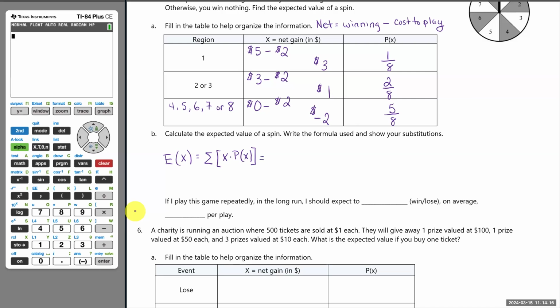All right, and I'm going to write the pairs in parentheses so we can see them. I'm not going to write the units now. We'll take our $3 net. That happens 1 out of 8 times, plus my $1 net. That probability was 2 out of 8, plus my final pair, -2 net, and that probability was 5 out of 8.